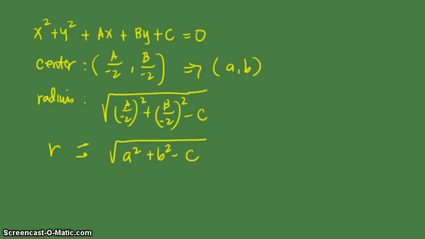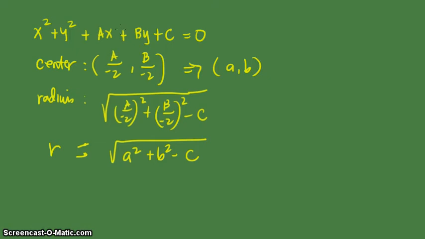Okay, so just remember how to get the center and the radius. For the radius, you need to find the center before you can get the radius, because the radius formula depends on the value of a, which is the coefficient of x divided by negative 2, and b, which is the coefficient of y divided by negative 2. Without these numbers, there is no way that you can find the radius if the equation is given in the general form. Okay, so let's summarize.